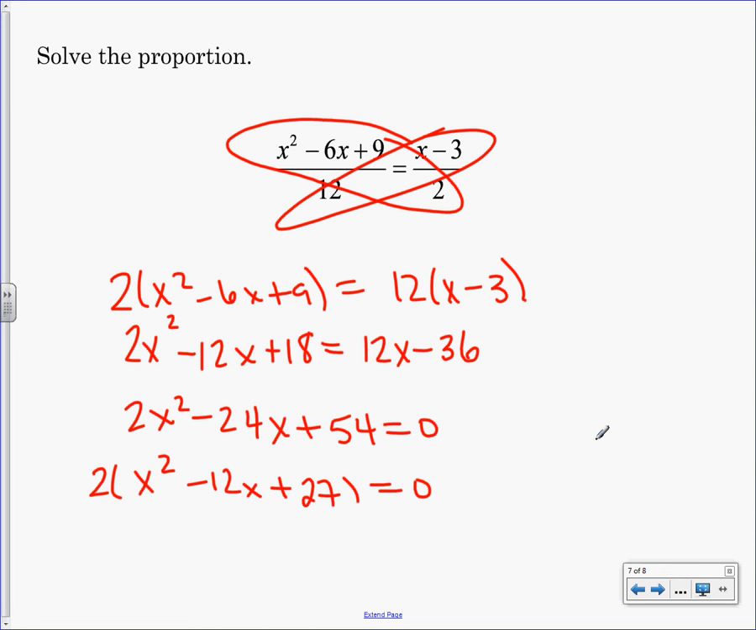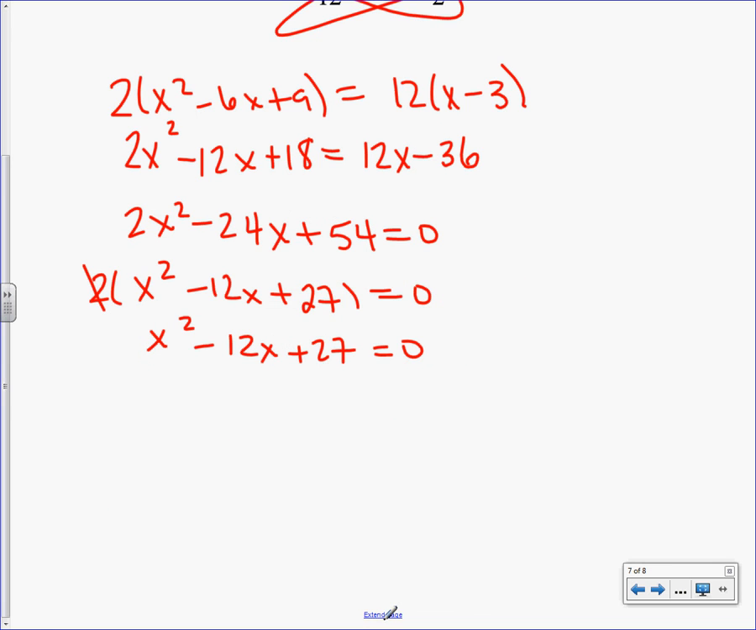Whenever I have that, because I'm solving, the 2 is kind of annoying, so I'm going to get rid of it. I'm going to divide both sides by 2. If I divide the left side by 2, it cancels out to a 1, right? If I divide the right side by 2, what's 0 divided by anything? 0. So the 2, I don't want you to think it disappeared, but it goes away because I divided by a 2. So I'm left with x squared minus 12x plus 27 equals 0 still. Do you guys get how I got here?